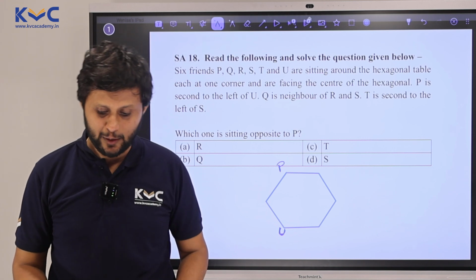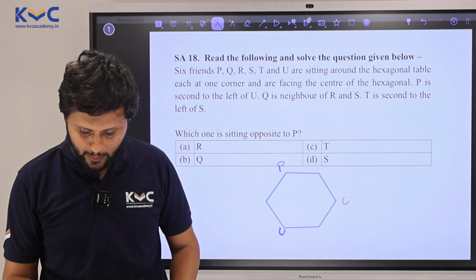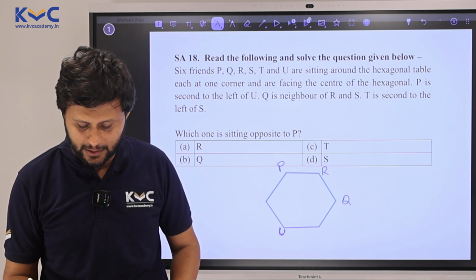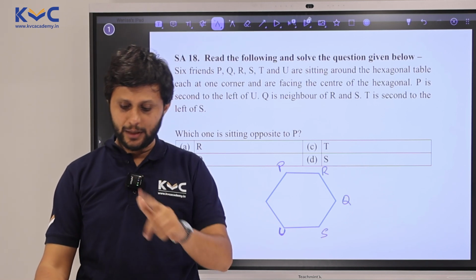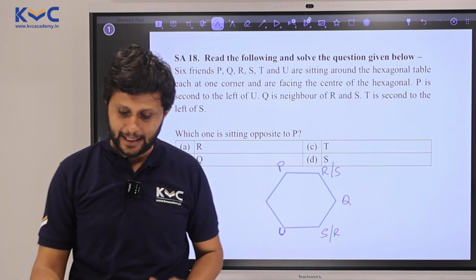Q is the neighbor of R and S. That's the only way I can put, but I can put R and S on either side. Here also I can put. Let me just confirm that now.